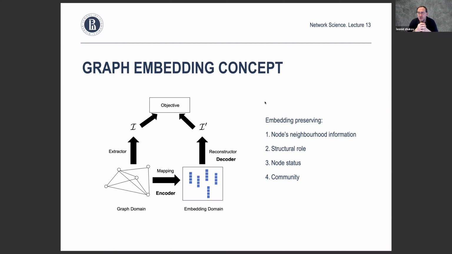Or maybe we can think about the structural role, the centrality metrics of the node, that they will be preserved. That nodes with the same centrality will be mapped onto the same location in the embedding. Or maybe the structural role in the sense of, remember structural similarity, that structurally similar nodes will be mapped into the same location. Or maybe we want to preserve community structure, and that means the nodes that are in the same community will, in the mapping, be in the same community.